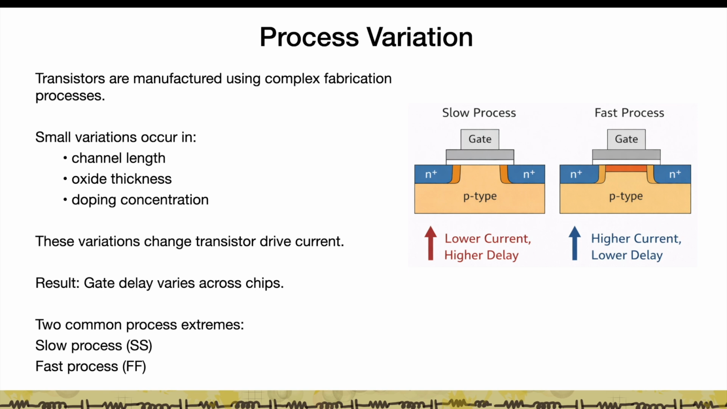Channel length varies slightly across a wafer. Oxide thickness isn't perfectly uniform. Doping concentrations shift from die to die. These aren't defects, they're just the physics of manufacturing at this scale.